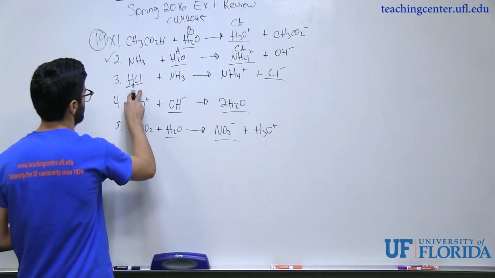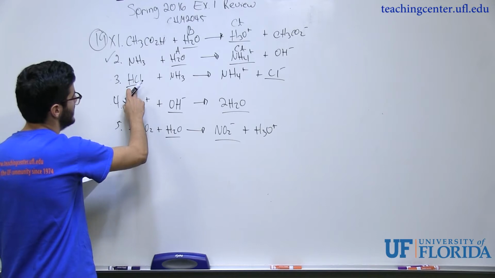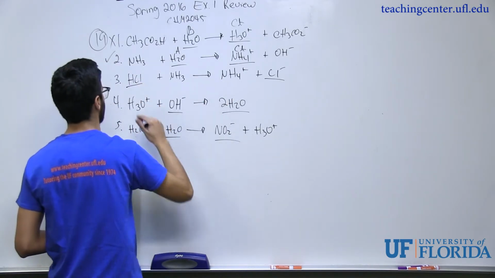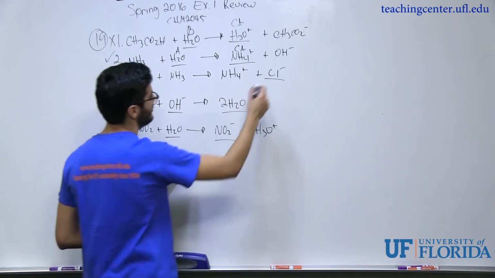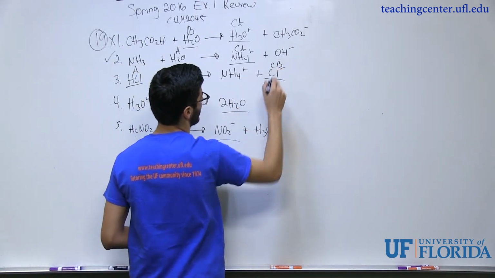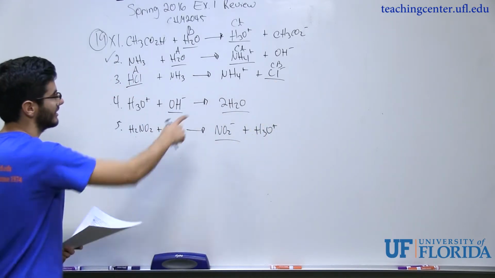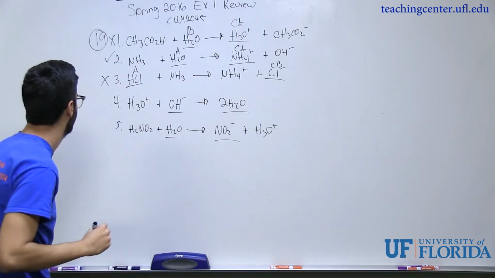Moving on to number 3, though, see why these are wrong. HCl, well, we see HCl donated an H to ammonia to become ammonium, so that is my acid. But my conjugate acid is now this one. This will be my conjugate base because it's the one that's going to want to accept the hydrogen to go back to HCl.